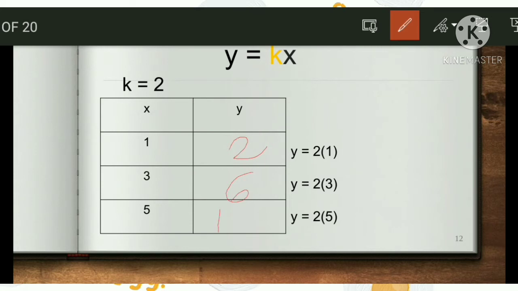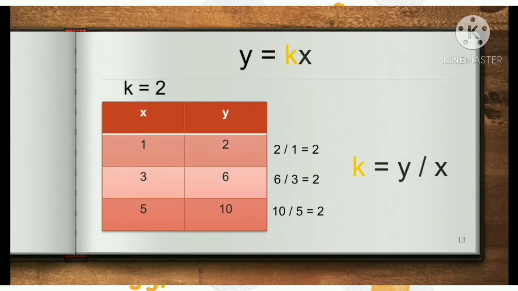As you can notice in our table of values, the increase in the values of x led to the increase in the values of y. Now, when we divide the values of y, let's say 2, by the corresponding values in x, which is 1, then the answer would be 2.